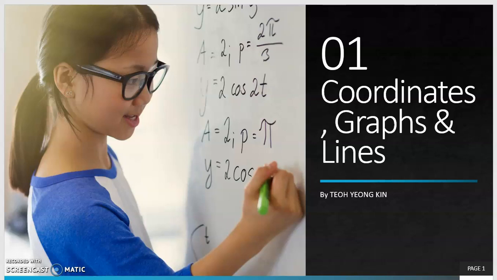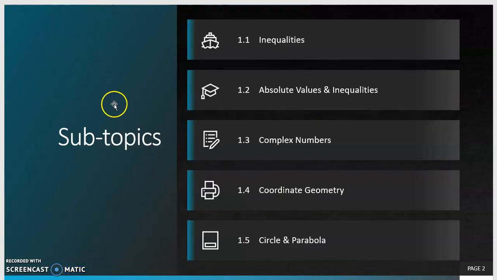Hi guys, in this video we will look at chapter 1, coordinate, graph and lines. So here is the subtopic for chapter 1. First we'll look at inequalities. Second we'll look at absolute value and inequalities, complex numbers, coordinate geometry, and finally circle and parabola.